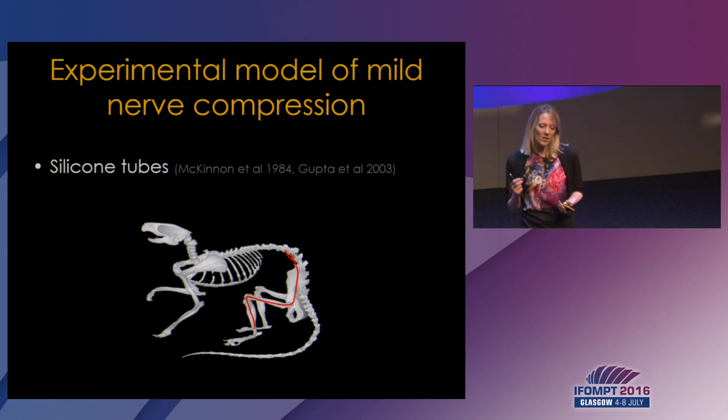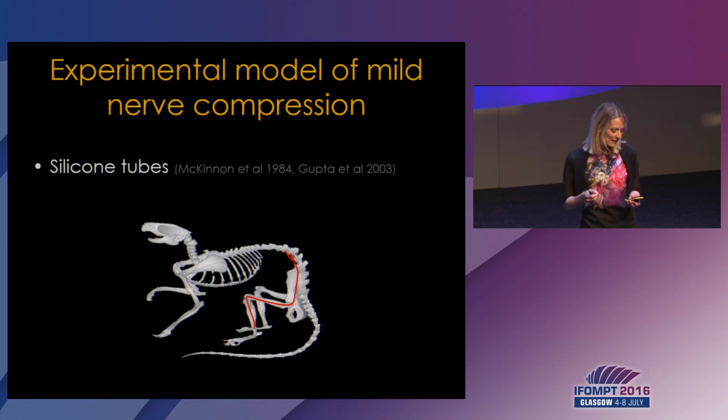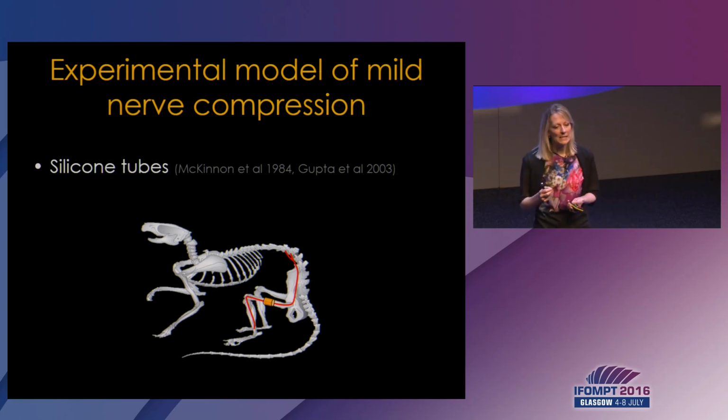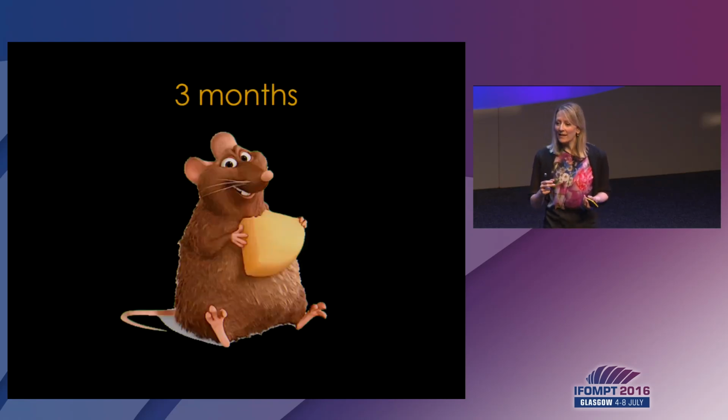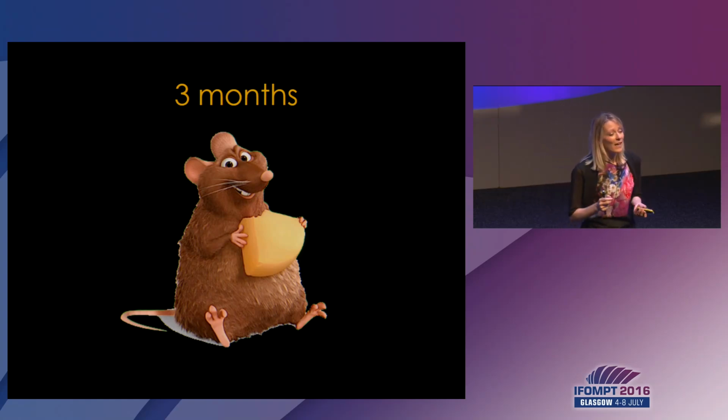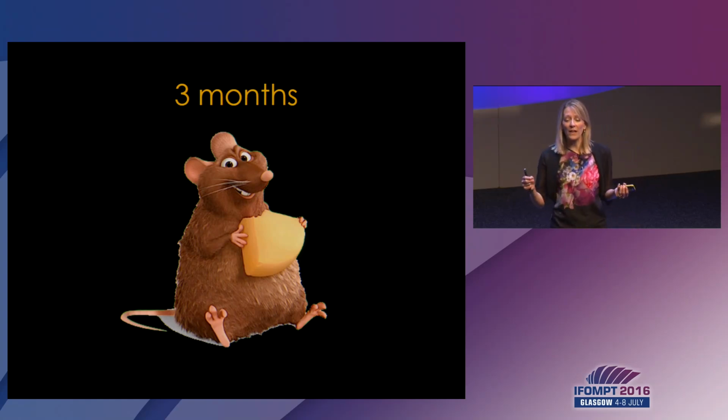Now, in order to address this problem, we refined an animal model that mimics mild nerve compression. And we did that by me operating a silicone tube around the sciatic nerve of rats. These rats are young at the time of the tube placement, meaning that the tube itself does not constrict the nerve, but is just snugly sitting around that nerve. The animals then are kept happy over 3 months, and they feed nicely so that they start growing. And as they grow, the nerve starts to slowly compress within that tube.